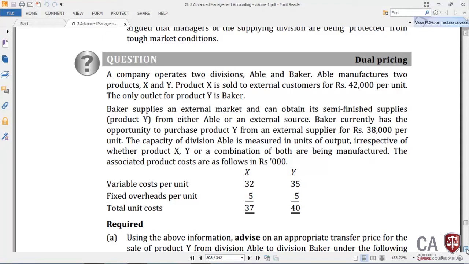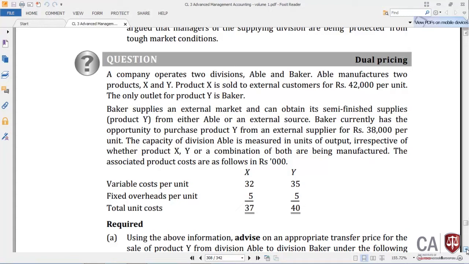A company operates two divisions, A and B. A manufactures two products, X and Y. Product X is sold to external customers for 42,000 per unit. The only outlet for product Y is Baker. B supplies an external market and can obtain its semi-finished supplies from either A or external sources. Baker, that is B, currently has the opportunity to purchase product Y from an external supplier for 38,000 per unit.